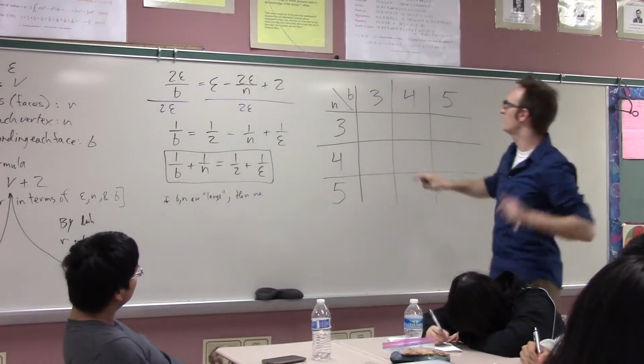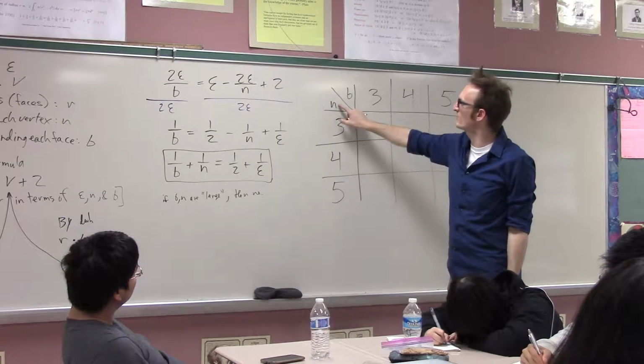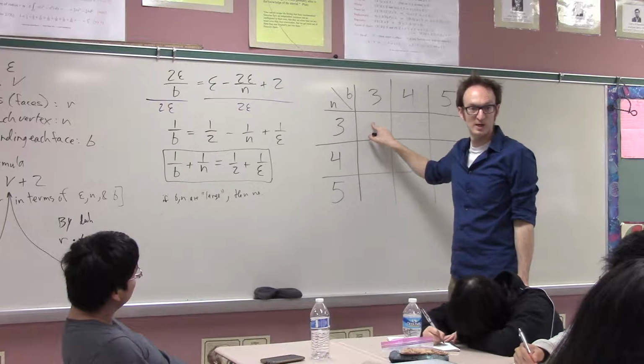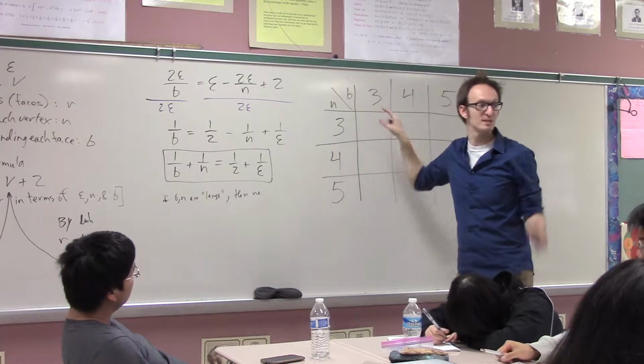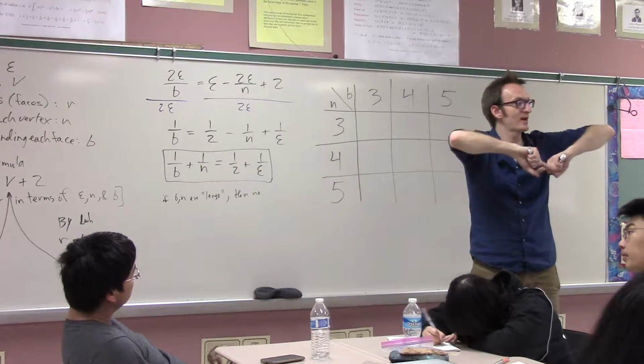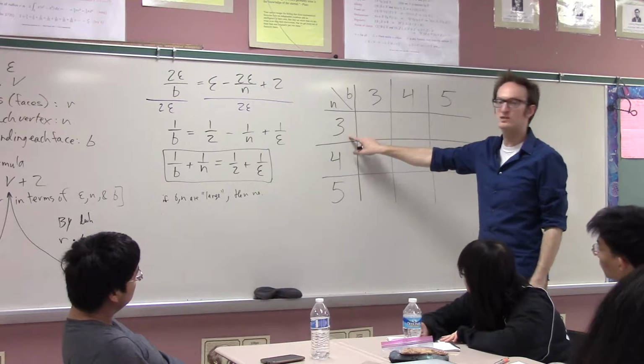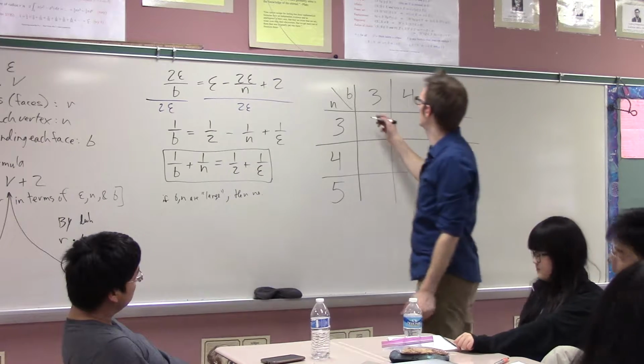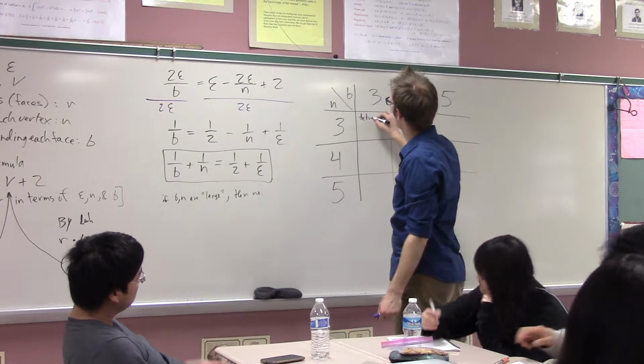Do we know any Platonic solids in which N is 3 and B is 3? If B is 3, it means that the number of edges bounding each face is 3. In other words, triangles. N is 3 means that 3 triangles meet at a vertex. It is the tetrahedron. Tetra.